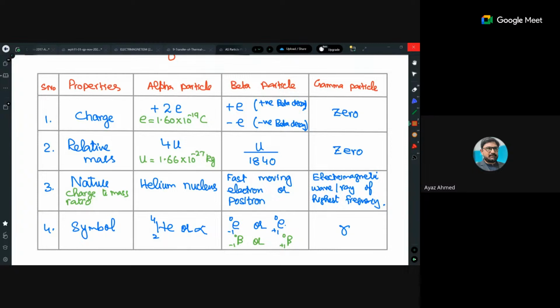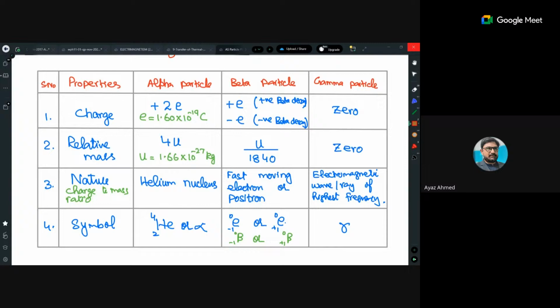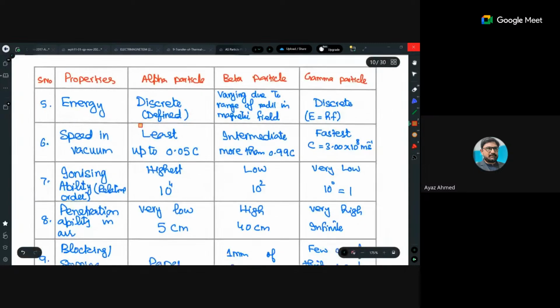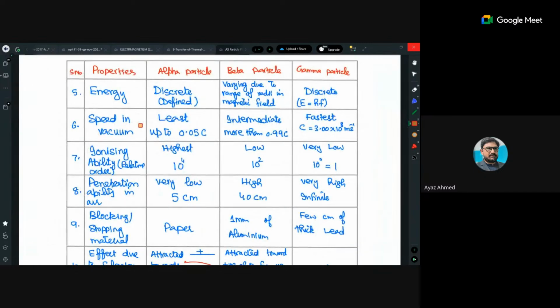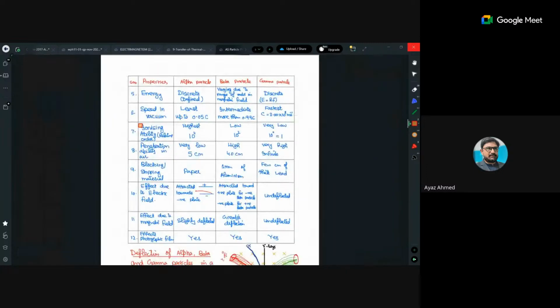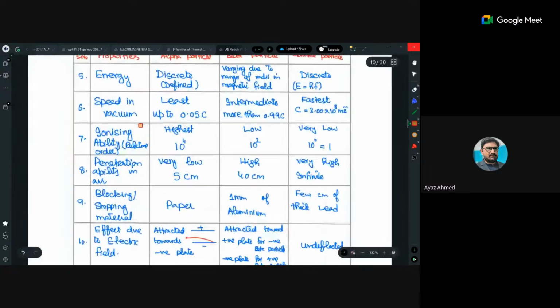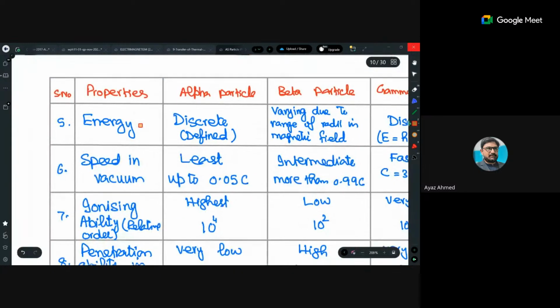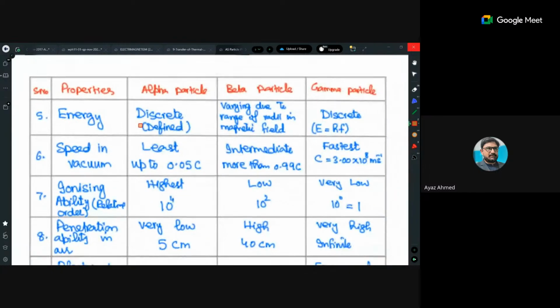So there are alpha particle, beta particle, gamma particle. Their charges are given, relative masses are given, their nature is given, right? And then their symbols are given. So everything is discussed, and we have discussed everything. Then this is a table in which we discuss their properties, right? What is their speed and what else. This is actually the continuation of the same table, with rows 5, 6, 7, and so on.